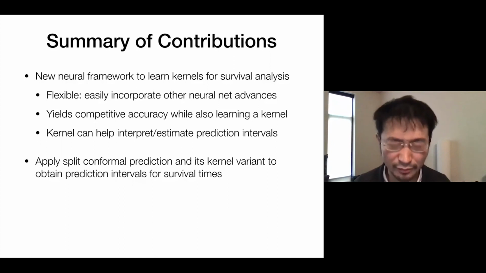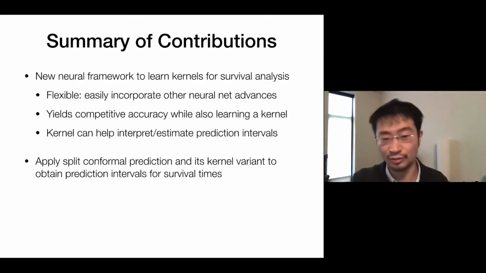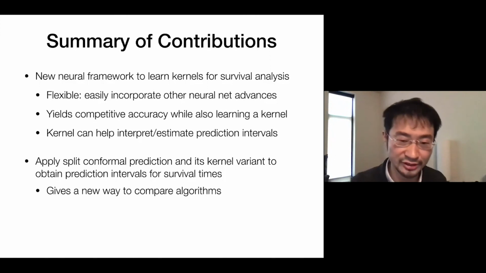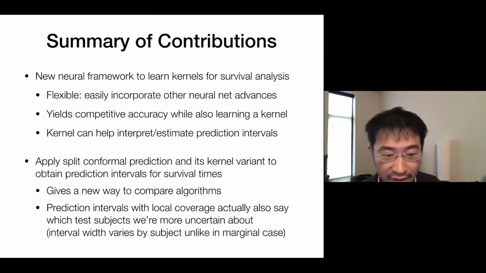How we construct the prediction intervals, we just directly use split conformal prediction and its kernel variant. So I'm not inventing a new way of constructing prediction intervals. I'm just using these existing ways, but they haven't been applied to survival times, which I'm doing now. And one of the things we saw from the experimental results is it gives us a way to compare algorithms, okay?